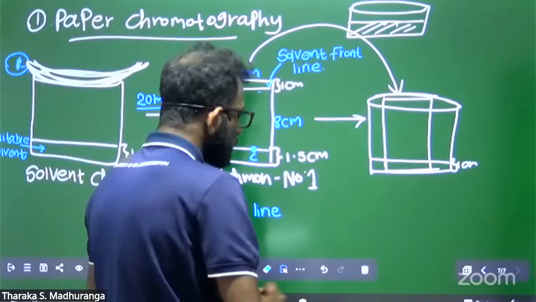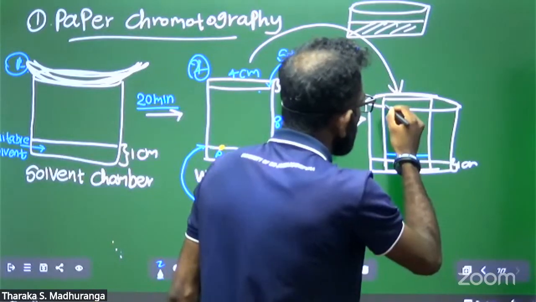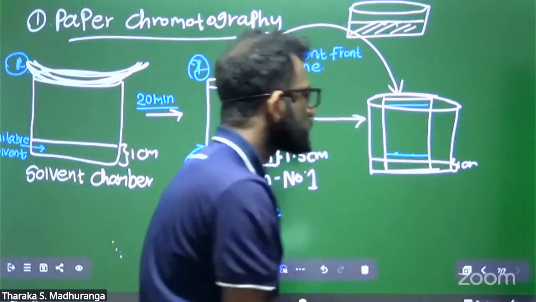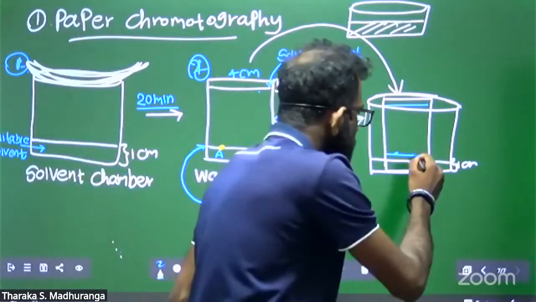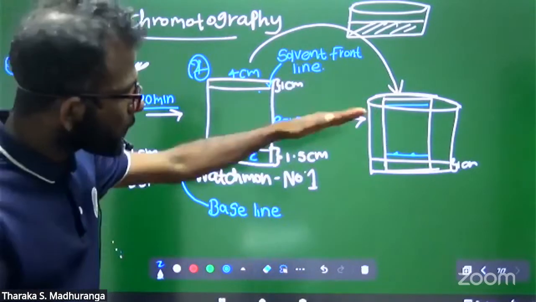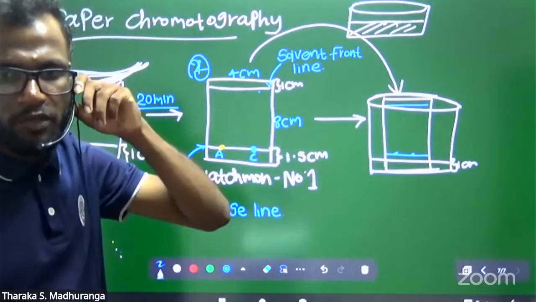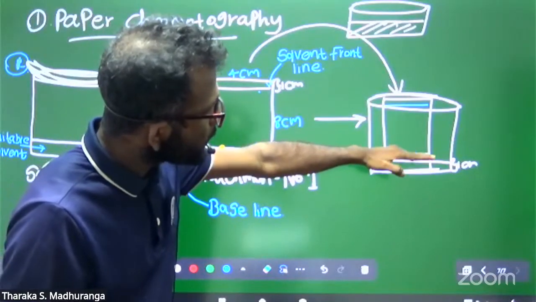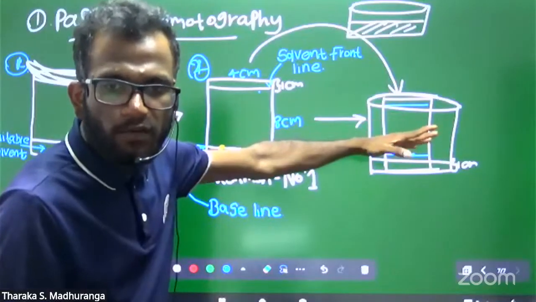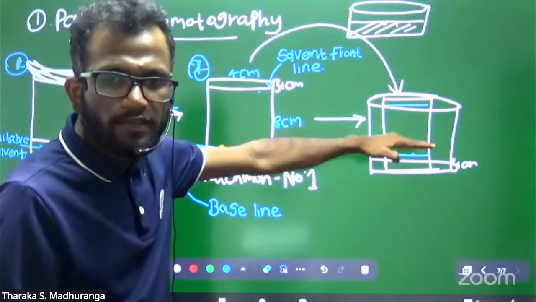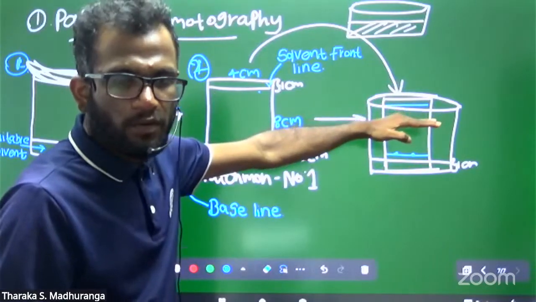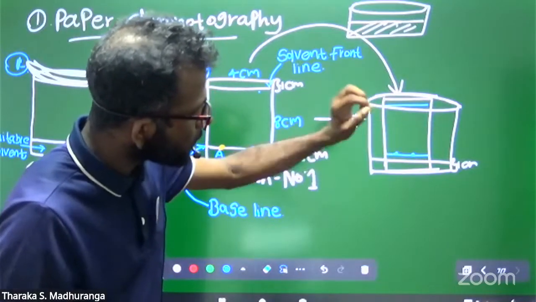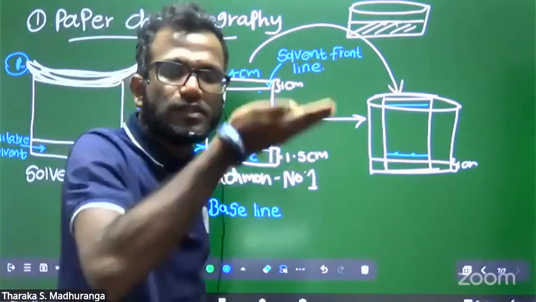Then you can see the baseline is like this and the solvent front line like this, and two samples are there. When you observe, the solvent level gradually increases up the paper. The color of the paper gradually changes as a line. The solvent goes through this line.